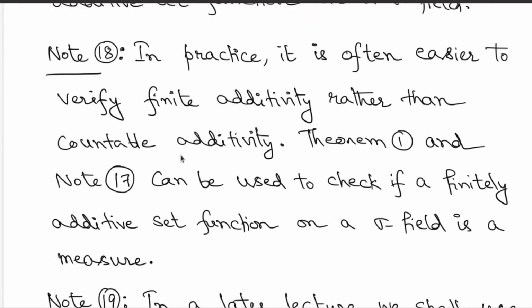Okay. But then how do you really apply this to construct examples of measures? So in practice, what we are going to do is this. It's often easier to verify finite additivity because it deals with a finite number of operations. You just have to look at pairwise disjoint sets, add up the sizes of the sets, and see if it matches the size of the union. So finite additivity is usually easier to verify.